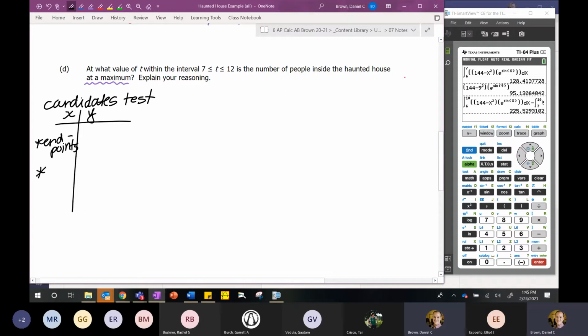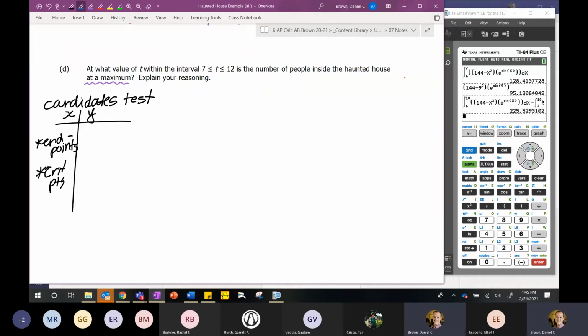And then what is the other set you always want to make sure you include? The critical points, yes. So where the derivative is equal to 0 or undefined. So that's a normal candidates test. But this is not such a normal Canvas test. We're talking about people entering and exiting a haunted house. So let's just convert this in terms of this problem.